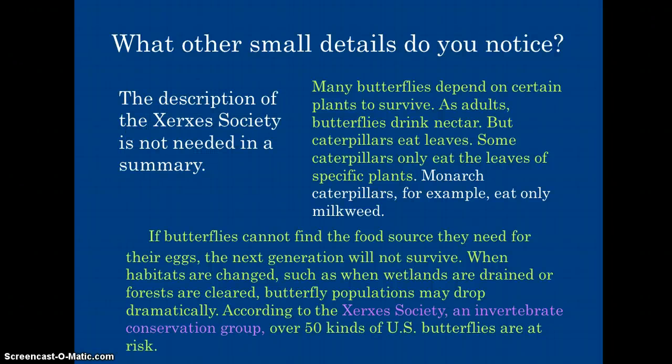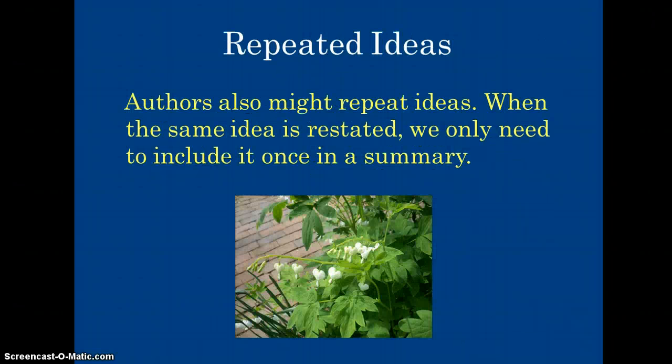Did you get that part about the Xerxes Society? It's even fun to say, or hard to say, depending on where you come from. Two X's in one word. I think that might be one of the only words out there with that. That is definitely extraneous information. You definitely do not need to put the Xerxes Society and who they are in your summary. Repeated ideas. Authors also might repeat ideas. When the same idea is restated, we only need to include it in a summary once.